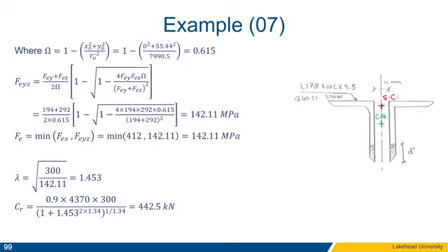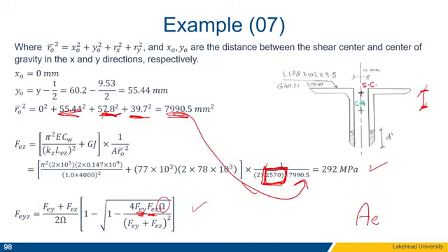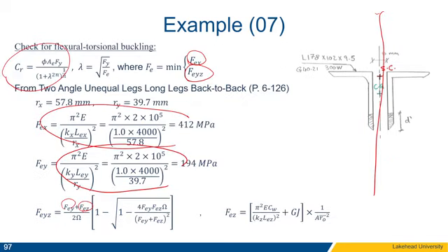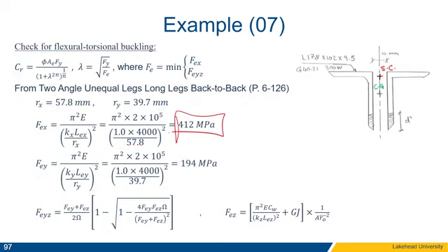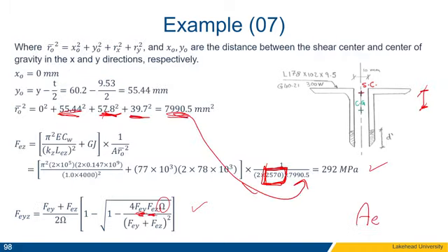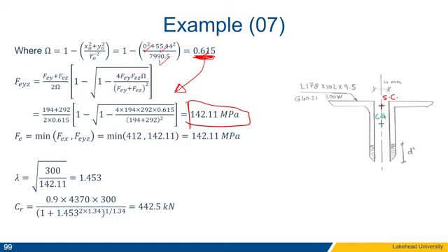All these values we already know. So the x node is equal to 0, y node is equal to 55.44, and r node squared we evaluated before, so we will get the omega. We will use that to calculate the FEYZ. Now we have the two values that we need to compare, which are the FEYZ as well as the FEX. We will compare those two values and the minimum will govern the capacity. We will find that this one actually governs the capacity.